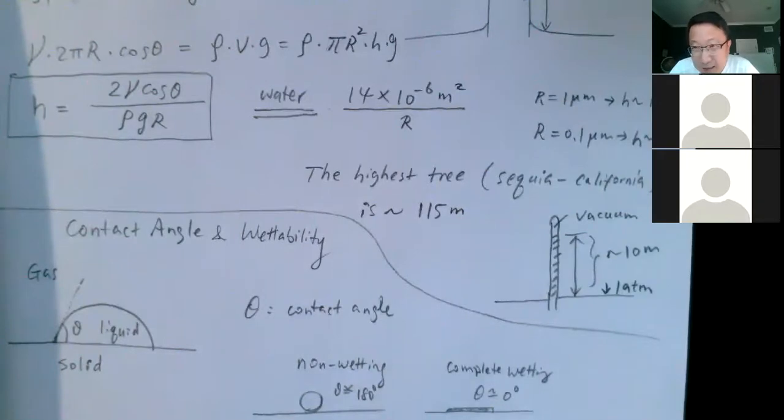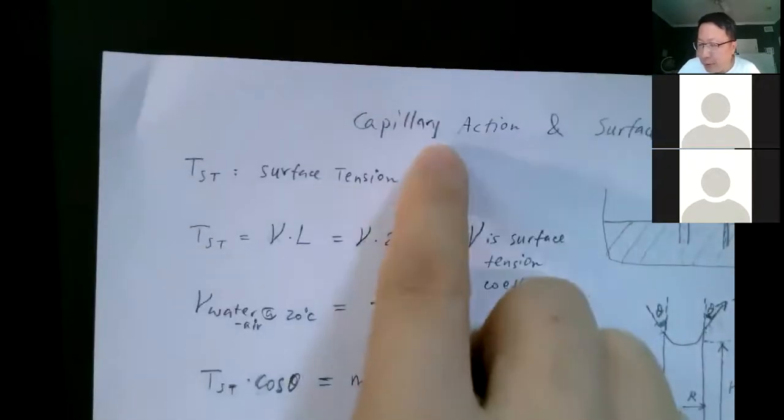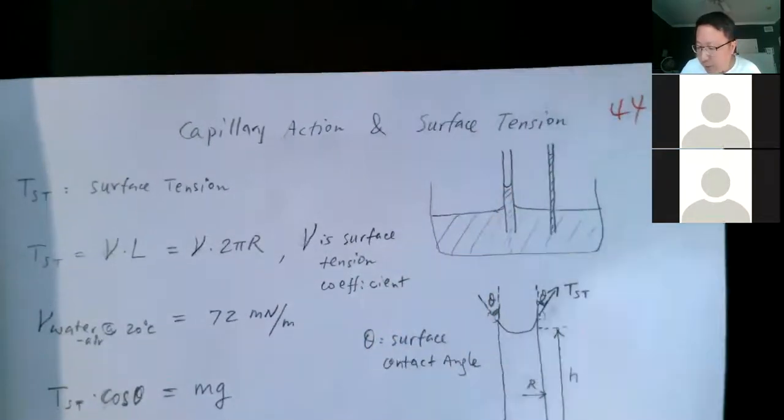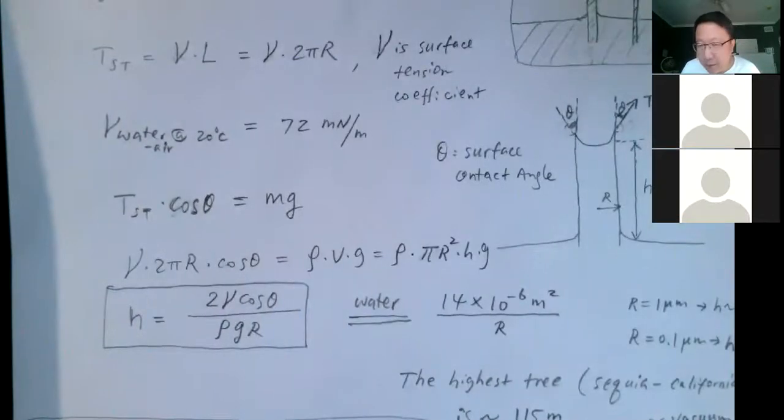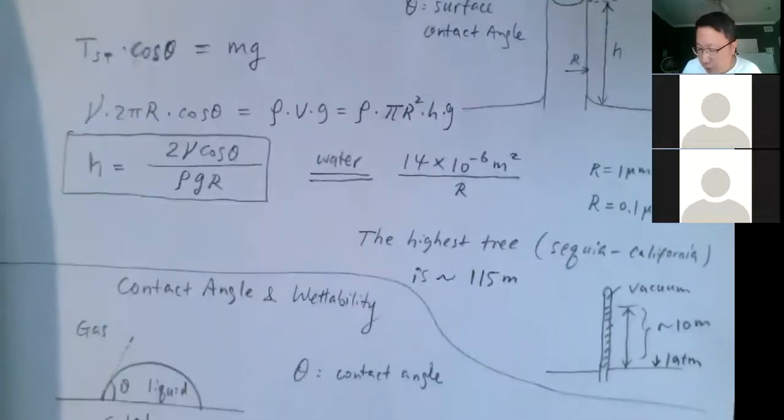But even if the inside is vacuum, in a tube, the water can only go up to 10 meters. So if the tree cannot get water from the root, it's going to die, right? So how is it able to go up to 115 meters tall? Why? This is called capillary action, related to surface tension. It's quite interesting physics, and can be easily explained. It's not very complicated math, and you can calculate it.